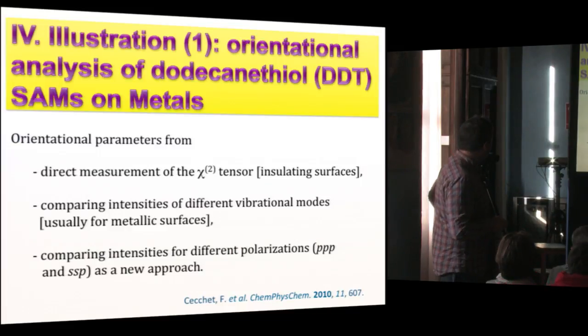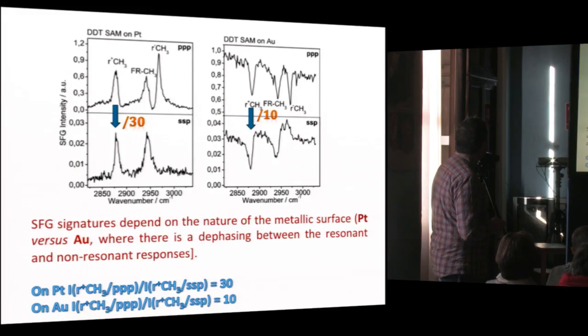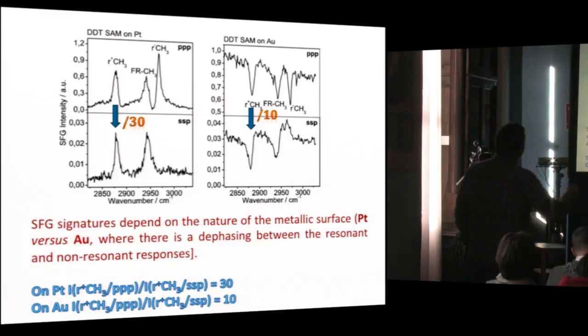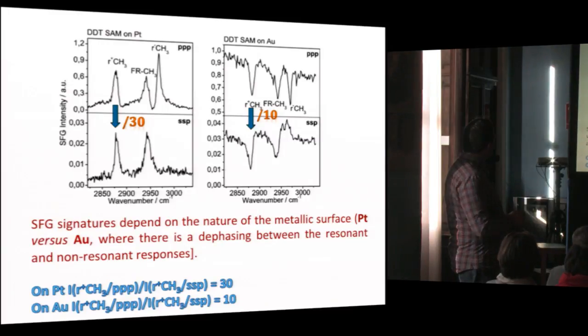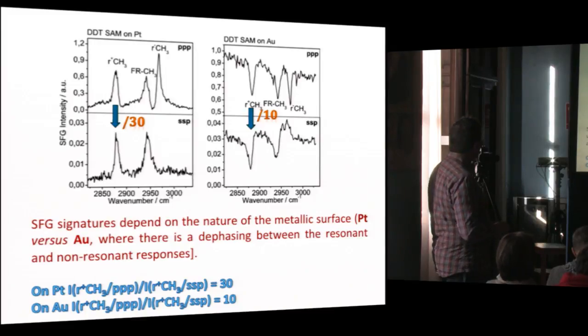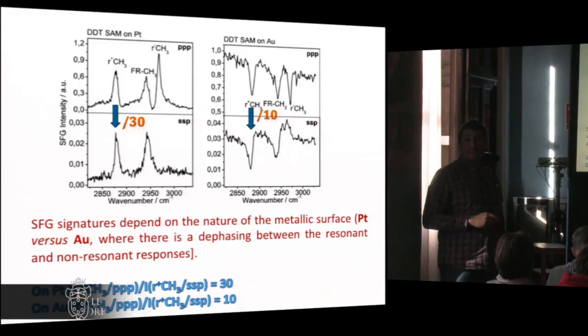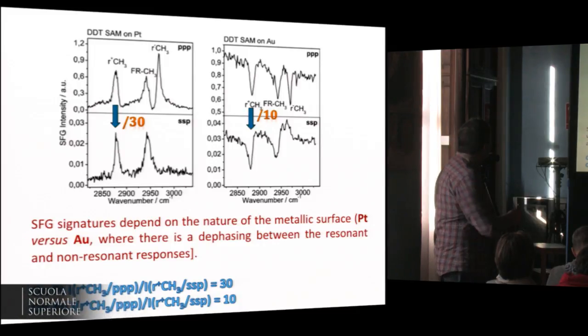And this is what Francesca and I have been doing. So probably it's better to start by looking at the two spectra on the left. These are SFG spectra of dodecanethiol self-assembled monolayers on platinum for PPP and SSP polarization. Of course, because we are in the CH stretch domain, there might be some Fermi resonance peaks, but I'm not going to discuss this, just to look at R minus and R plus here.